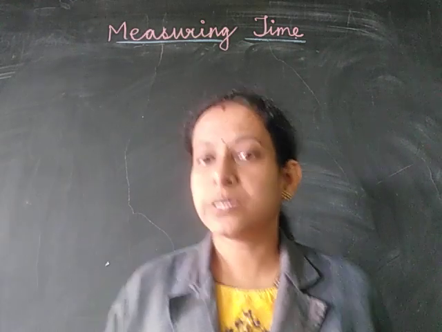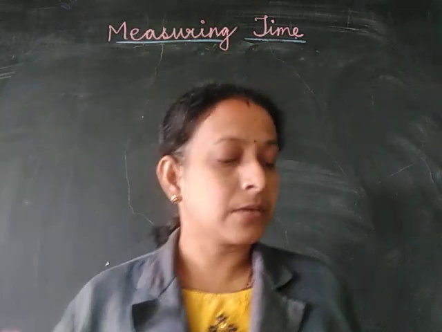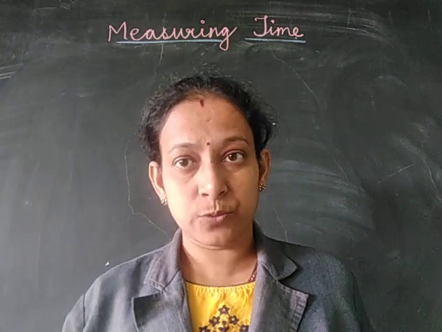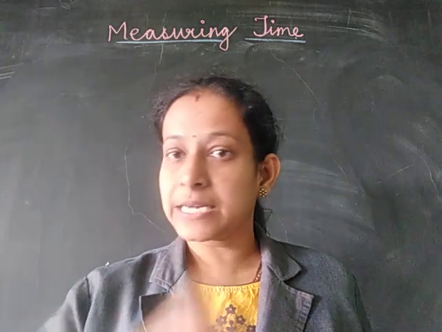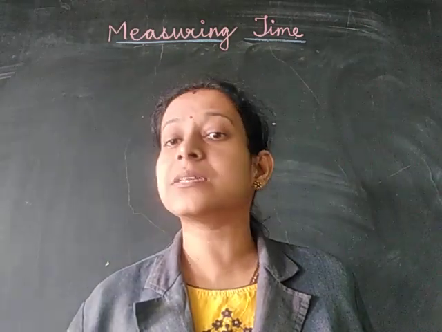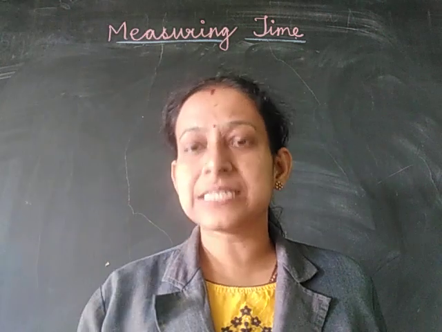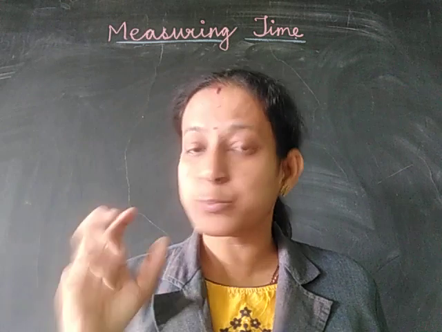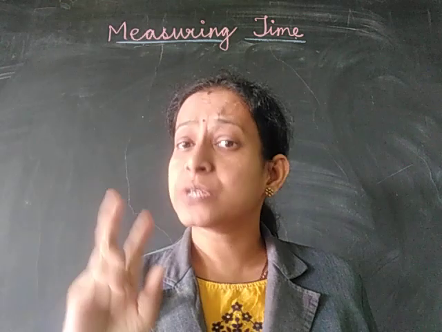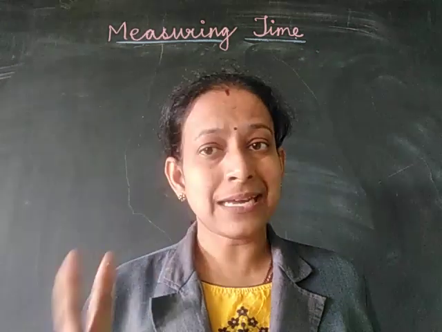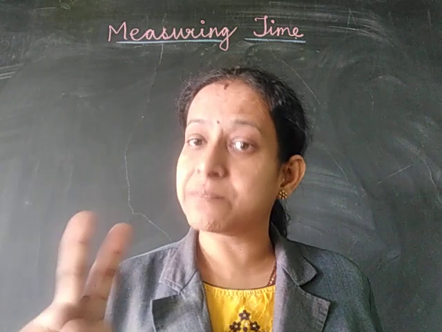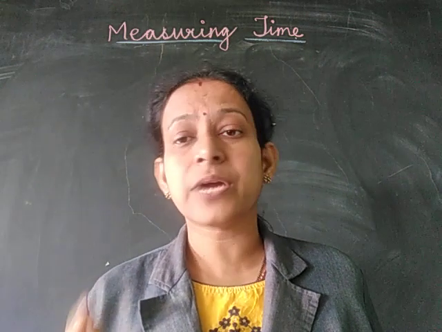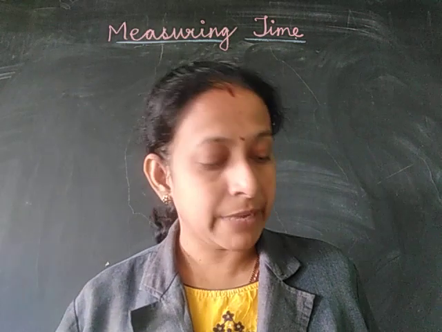Here it is the working time of Abdul. He started working at 11 and finished at around 3:30. So we have to find out the time difference between these two timings. There are two methods: you can use a 12-hour method or a 24-hour method.